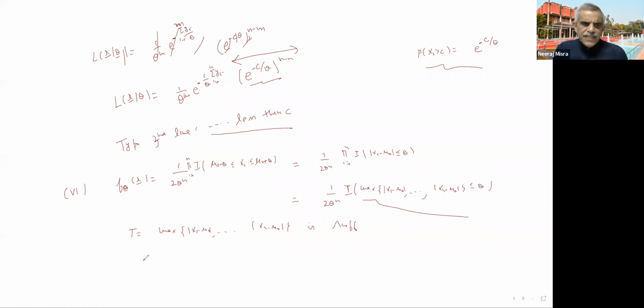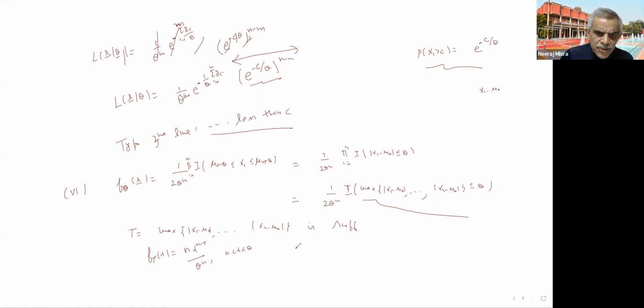What is the density of T? Can anyone tell? Can you tell what is the density of T? Now note that x1 minus mu naught is uniform minus theta to theta. So if I take the modulus, it will become uniform 0 to theta, because it will still be uniform. So T is the maximum of n uniform 0 to theta. So what is that? n times t to the power n minus 1 by theta to the power n.